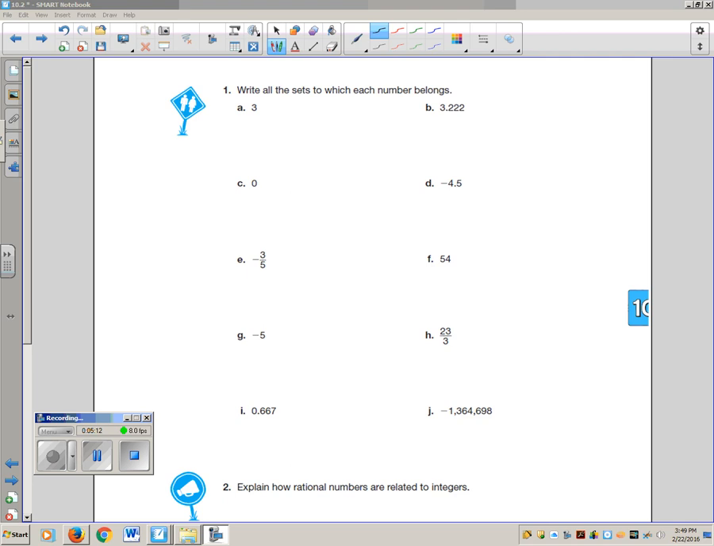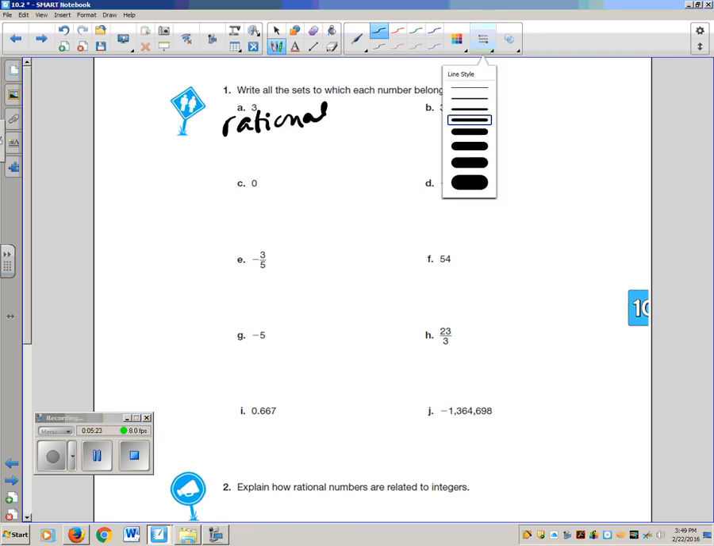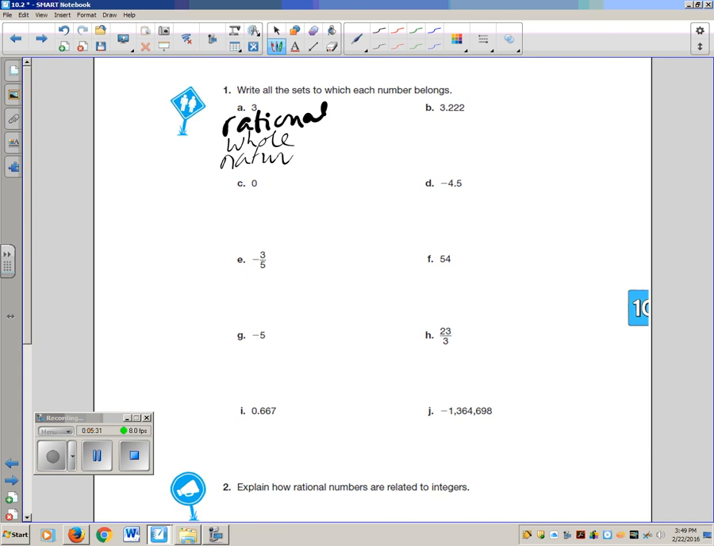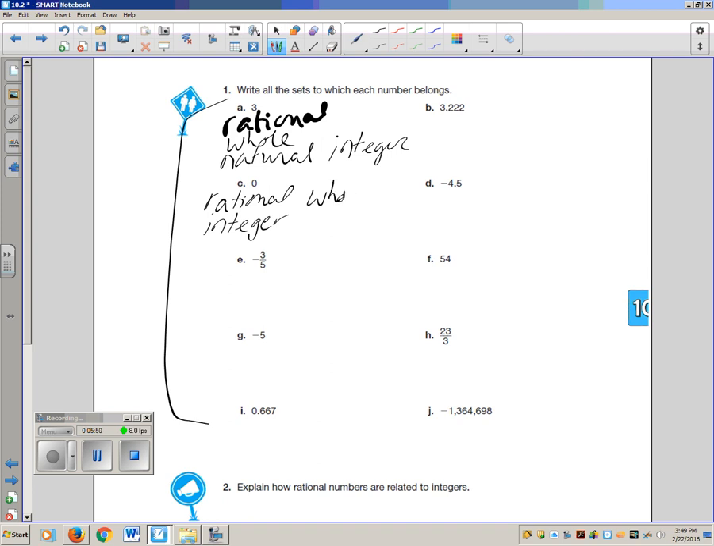On the next page, you have a list. We're going to classify these different numbers, starting with 3. 3 is rational. It is a whole number. It is natural. And it is also an integer. I'm going to do the left-hand side. You're going to do the right-hand side. 0 is rational. Write it as a fraction. It is an integer. And it is a whole number.